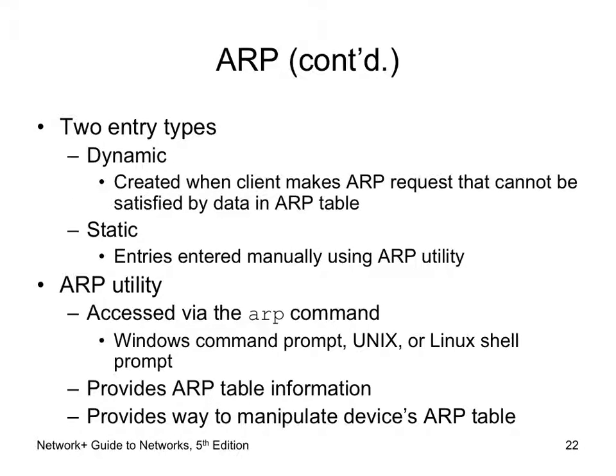Two types of entries in an ARP table: dynamic, created when a client makes an ARP request that cannot be satisfied by data in the ARP table, and static, where you can manually enter in using an ARP utility. Now with ARP utilities, if you know what you're doing, you can actually poison an ARP table, or clean an ARP table, or edit an ARP table. It's an ARP command from a Windows, Unix, or Linux prompt, like the ping command. And there are a number of options that you can learn for viewing ARP table information and manipulating ARP table content.